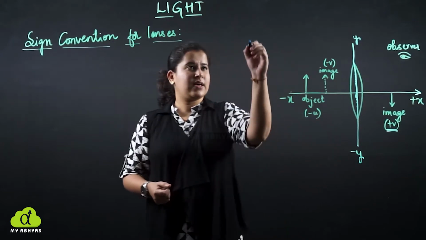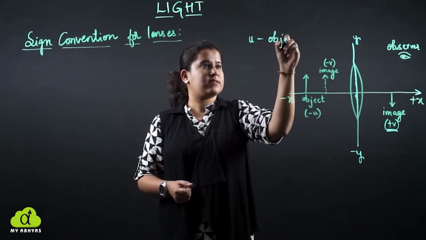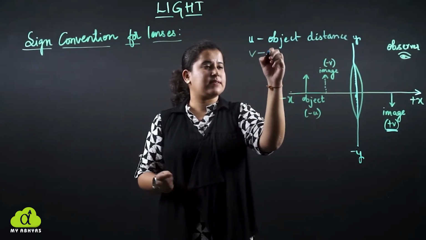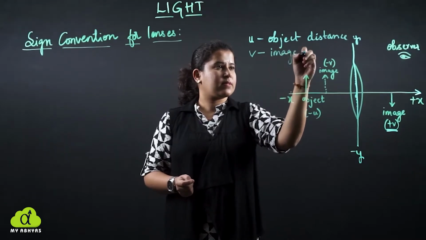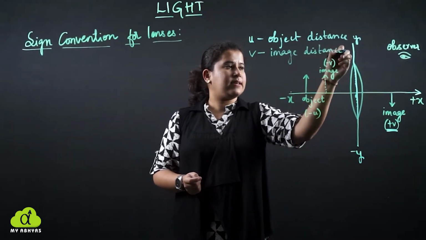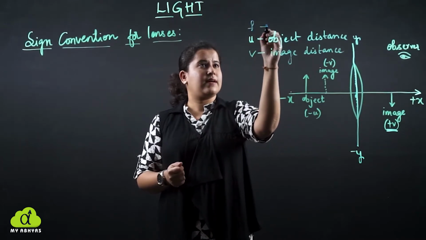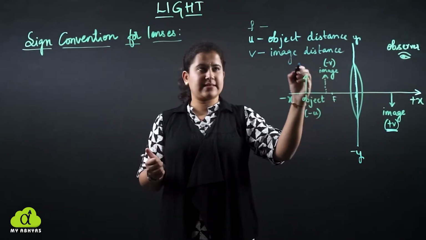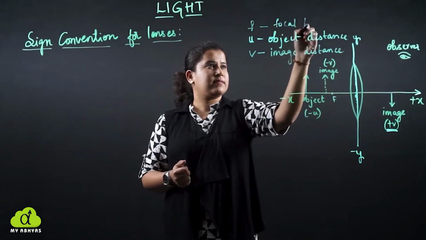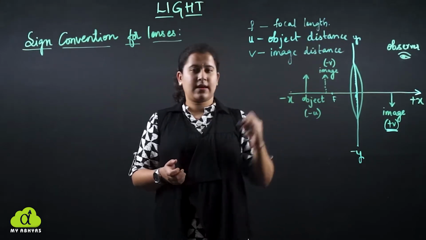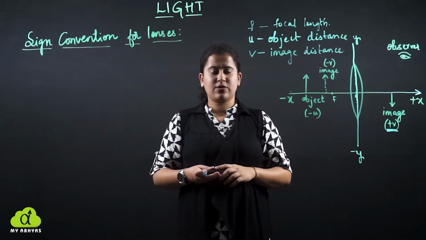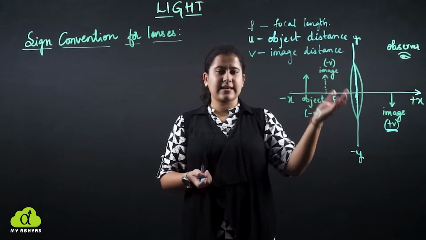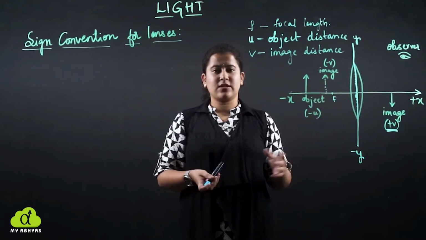You can relate this u as nothing but the object distance. V is nothing but the image distance. And the distance between the focus, if I consider this as the focus, and the optic center, we call the focal length. Clear? These 3 things are very important to remember, so that it's very easy for us to understand the lens formula. This sign convention is based on the convex lens.